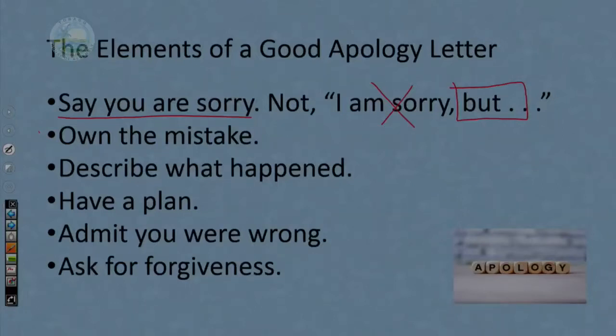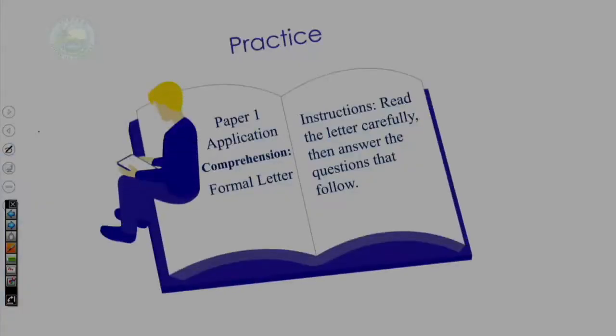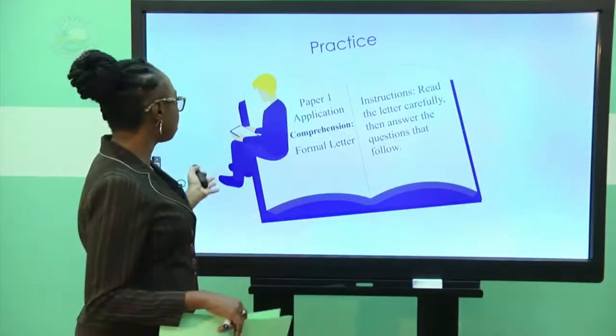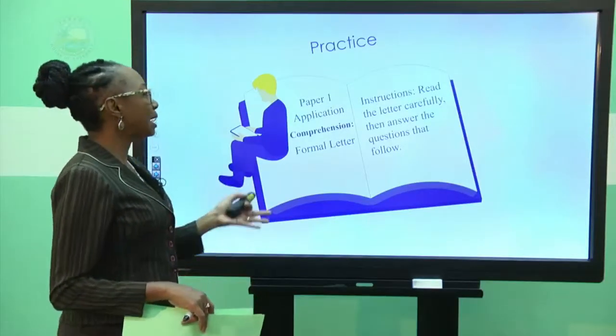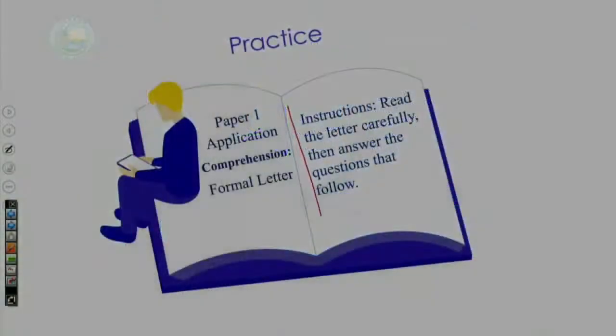So let's see how this works. Let's take some practice. We want to look at some paper 1 applications for our formal letters. The paper 1 for our multiple choice, you're going to find that in an area where we can see expository writing, this would occur more specifically in our comprehension. And in the comprehension, you may get instructions that indicate to you, and our instructions are here.